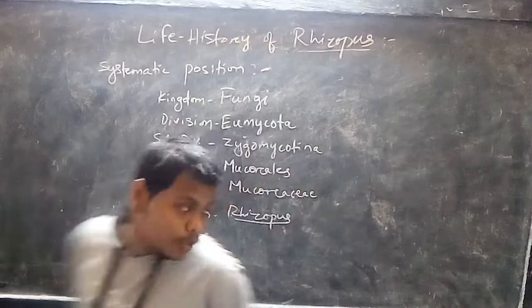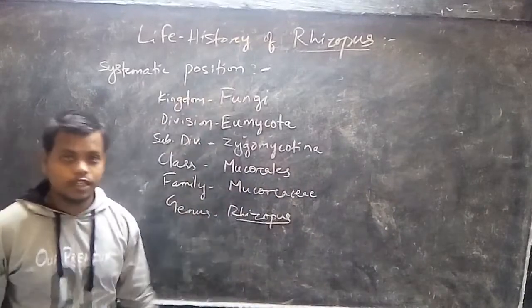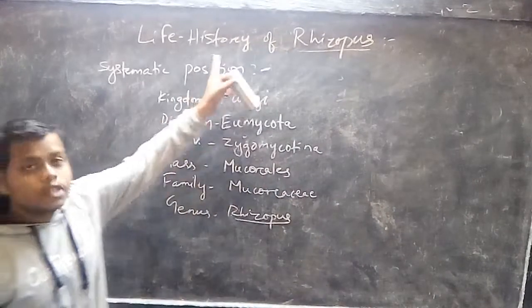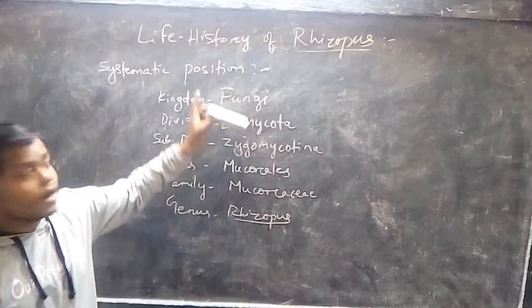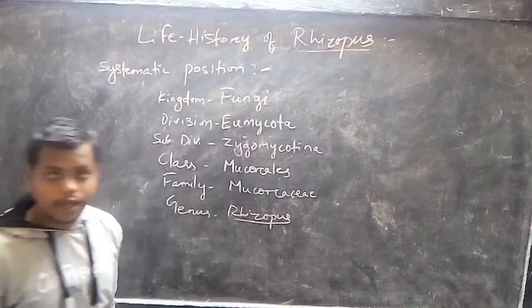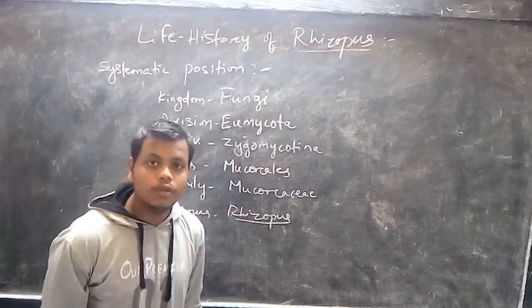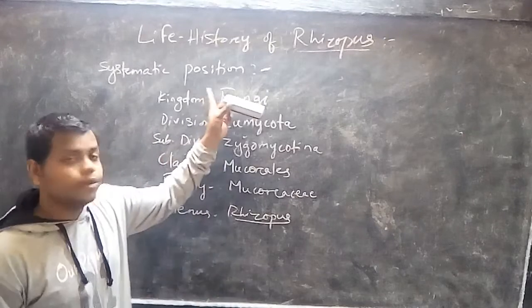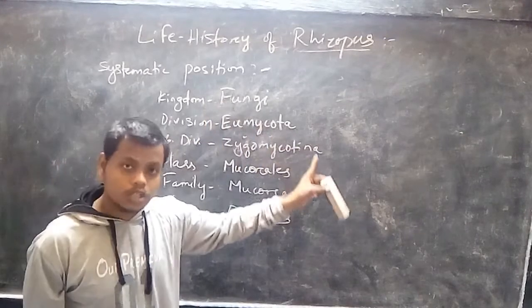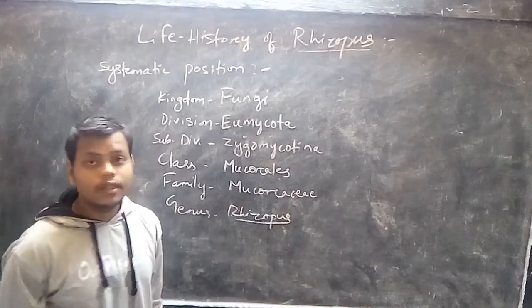Hello students, today we are going to discuss the life history of Rhizopus. Okay, life history, or you may say life cycle. Whenever you are asked to explain the life history or life cycle, you have to mention a minimum of three things. One is their systematic position, another is their thallus structure, and the next one is their reproduction.